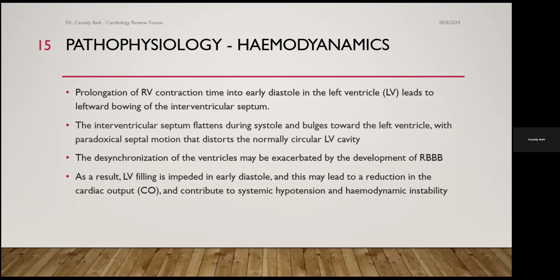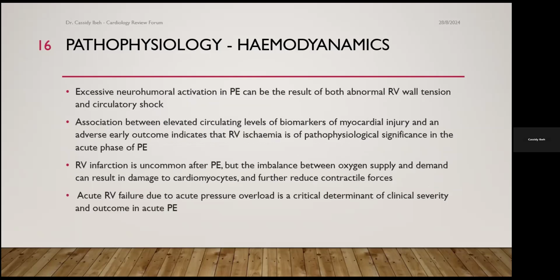left bowing of the interventricular septum. The interventricular septum will flatten during systole and then bulge towards the left ventricle with a paradoxical septal motion. This actually leads to what we call the D-septum that we see on echo. As a result, the left ventricular filling will be impeded in early diastole, and this may lead to a reduction in cardiac output, and of course contribute to hypotension and hemodynamic instability.